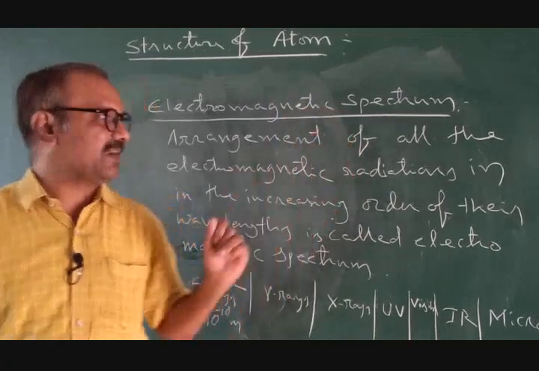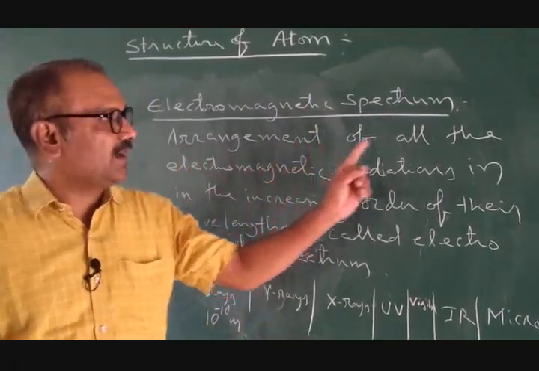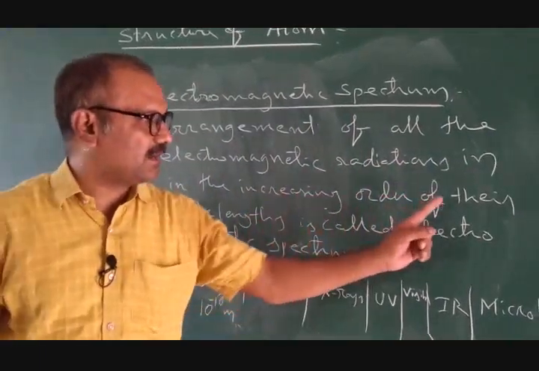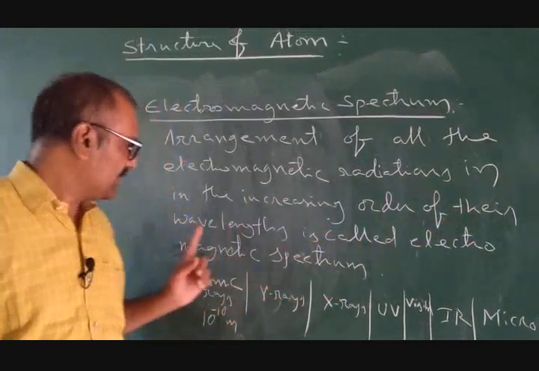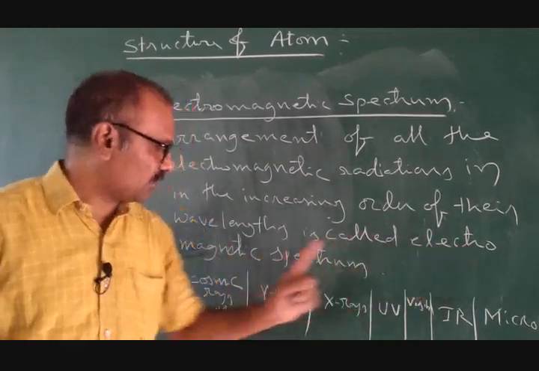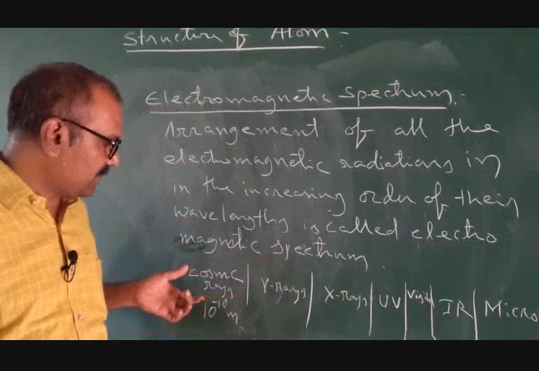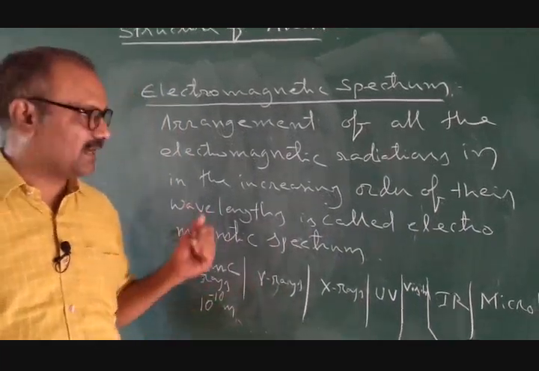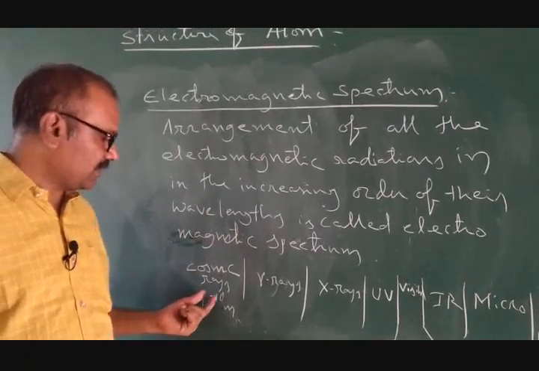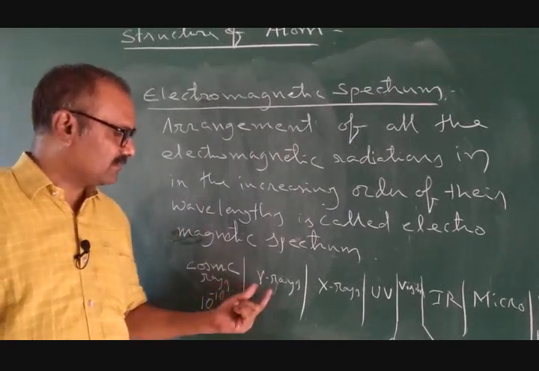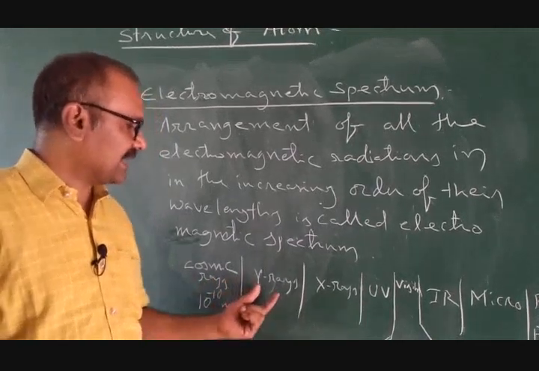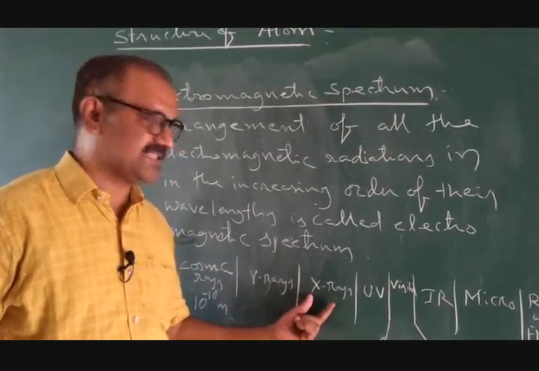Electromagnetic spectrum. The electromagnetic spectrum means the arrangement of all the electromagnetic radiations in increasing order of their wavelength, or decreasing order of their frequency or energy. For example, in the electromagnetic spectrum, cosmic rays have a wavelength of about 10 to the power of minus 10 meters. Next, gamma rays. Gamma rays will have more wavelength than cosmic rays, and then X-rays will have more wavelength and less energy.